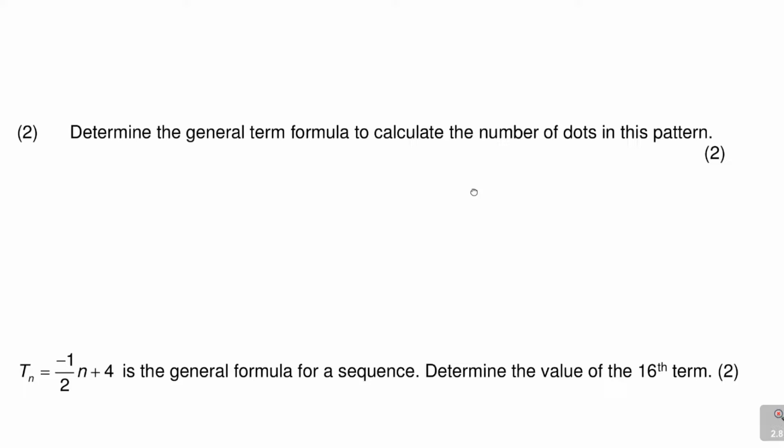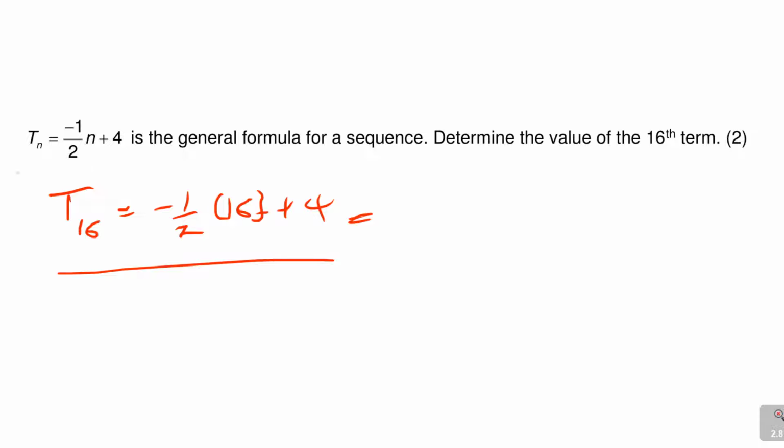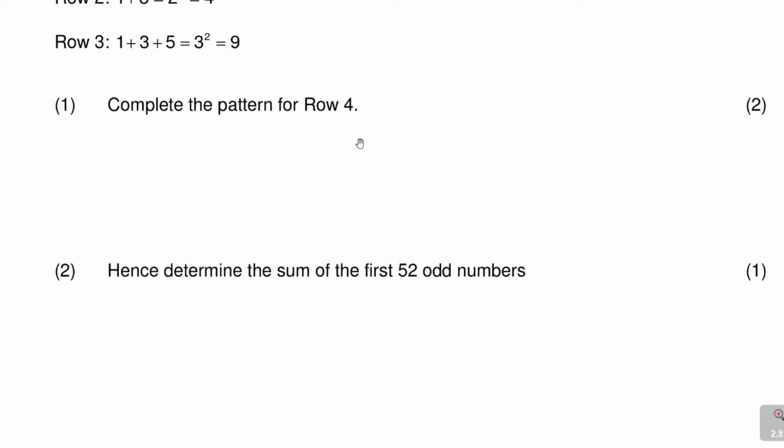And then the next one is, we are given that, determine the value of the 16th term. Guys, this is simple. T16 is minus 1 over 2. You put 16 here plus 4. You know, use a calculator. T16, am I right? It's the general formula. Determine the value of the 16th term. So yeah, you do that, T16.